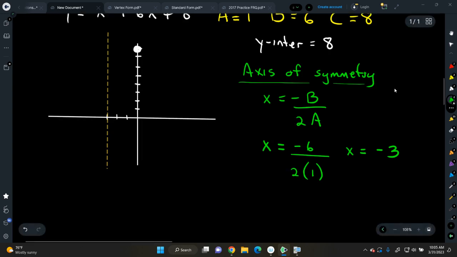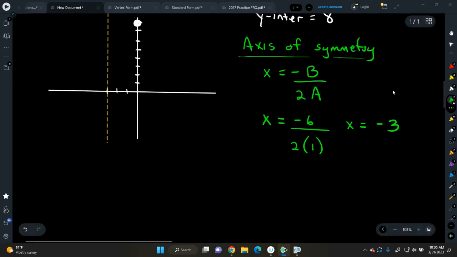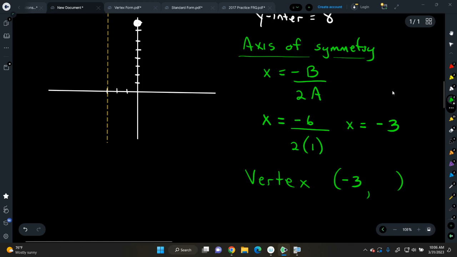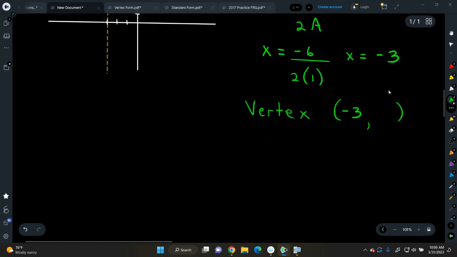Vertex, yes. Now we're going to do our vertex. Remember, the vertex is a point. So it's got an x and a y value. What do we already know? X is negative 3. Okay. Now we have to figure out the y. So y equals x squared plus 6x plus 8. That's my equation.